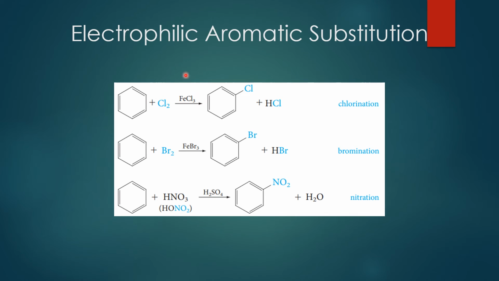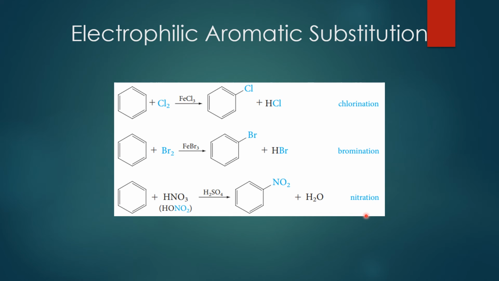In the presence of the catalyst FeCl3, a Lewis acid, the reaction gives the product monochlorobenzene and hydrochloric acid. This is a chlorination reaction. Next, an analogous reaction: benzene plus Br2 in the presence of FeBr3 gives monobromobenzene and HBr, a bromination reaction. And benzene plus nitric acid in the presence of concentrated sulfuric acid forms nitrobenzene and water, a nitration reaction.